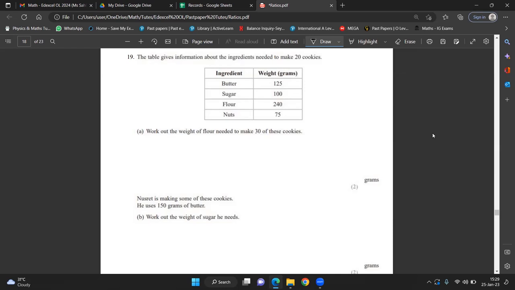The table gives information about the ingredients needed to make 20 cookies. Work out the weight of flour needed to make 30 of these cookies. Zaid, tell me the formula. Stop talking. Okay, Akhil, tell me.